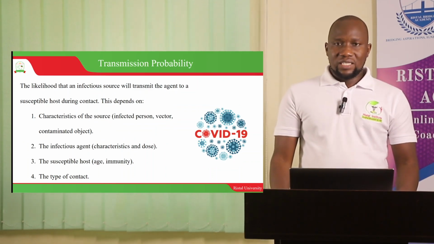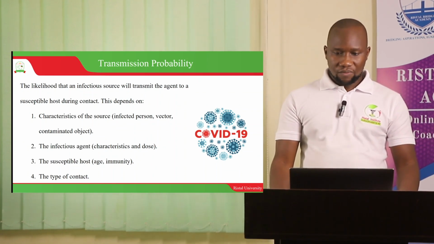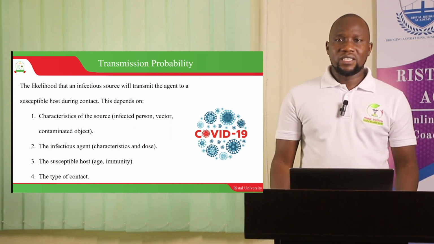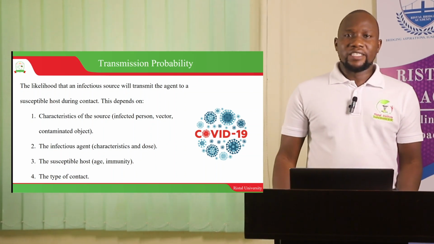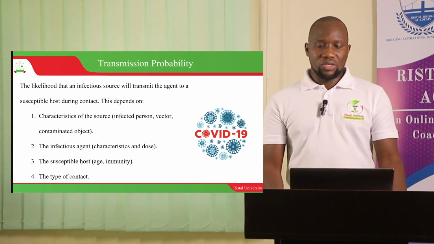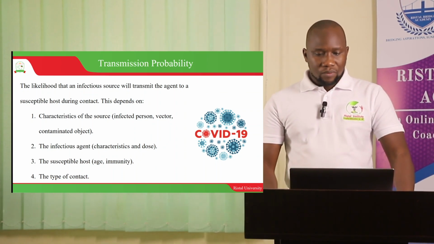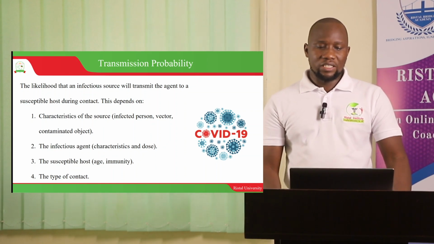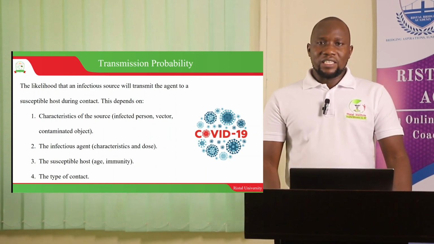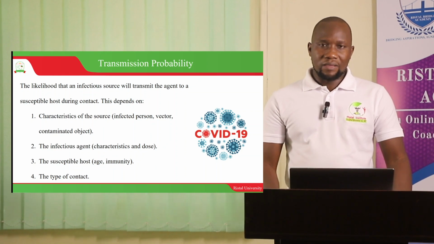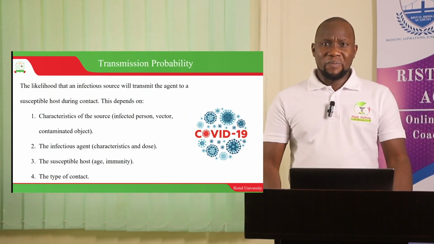So not everybody that gets into contact with infectious agents will actually have the manifestation of the infection. Okay, so that means that getting a particular infection carries a probability. There is a probability in there. So the transmission probability is about the likelihood that an infectious host will transmit an agent to a susceptible host during contact. Whether that contact is direct or indirect, the chances that the susceptible host can get an infection depend on different factors.